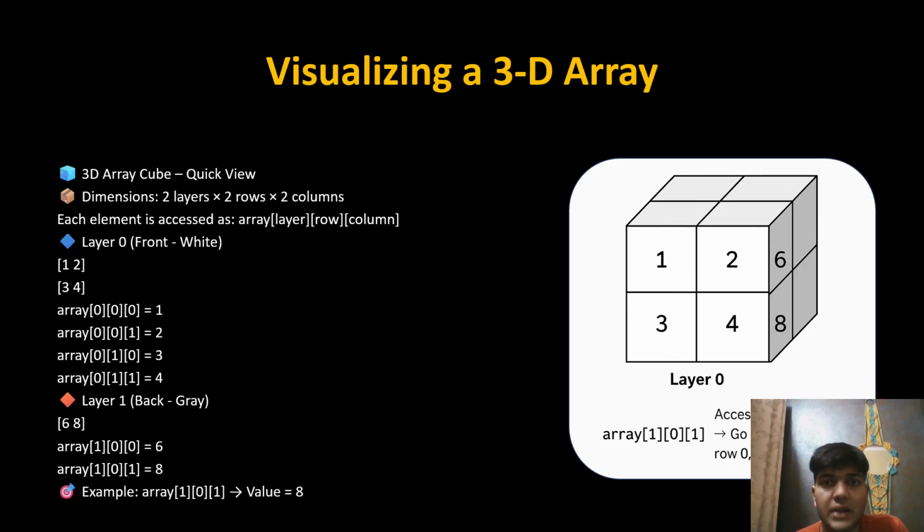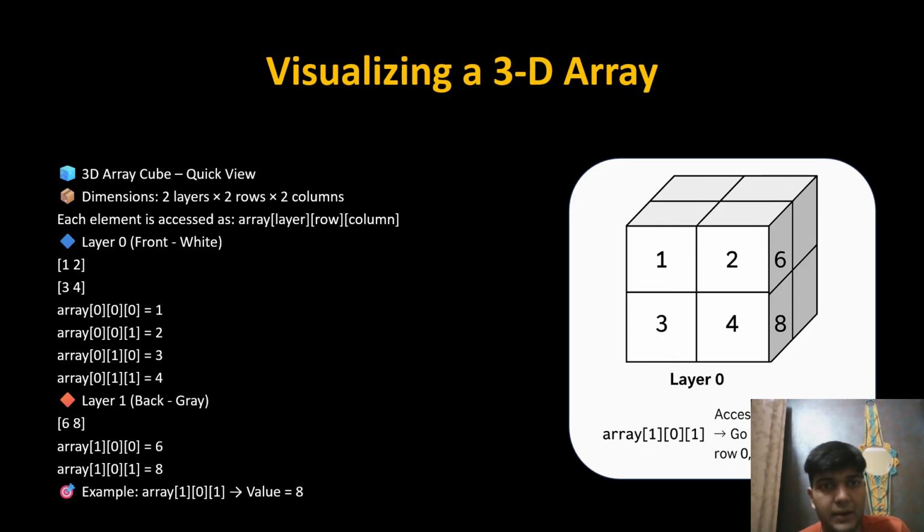Let's quickly visualize a 3D array like a cube. We have two layers, each with two rows and two columns. Access pattern: array, then layer, row and column. Layer 0 means front, which contains 1, 2, 3 and 4. Array layer 0, row 0, column 0 is 1. Array layer 0, row 0, column 1 is 2. Array layer 0, row 1, column 0 is 3. Array layer 0, row 1, column 1 is 4.